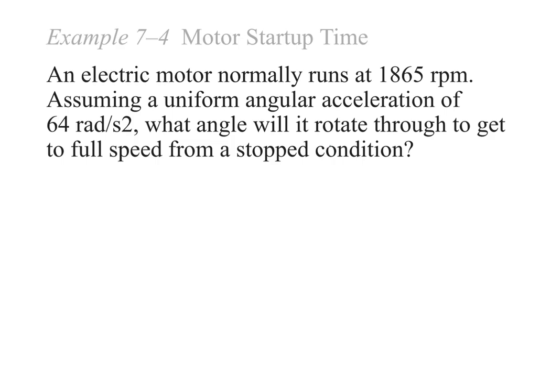So let's look at what that does in an equation. An electric motor normally runs at 1,865 RPMs, right? Rotations per minute. Those are not radians. Assuming a uniform angular acceleration of 64 radians per second squared, what angle will it rotate through to get to the full speed? The full speed. So now we're going to look at like the change in time equation.